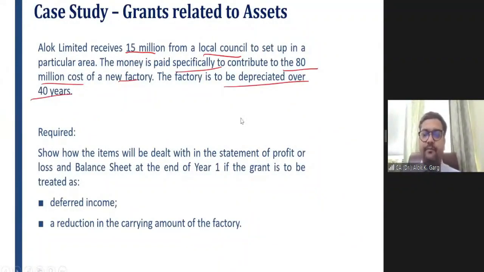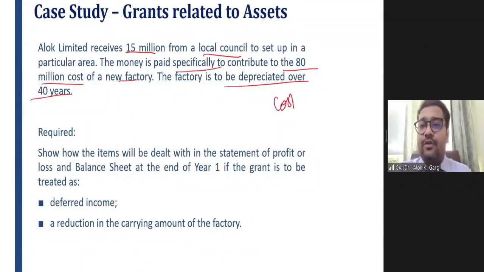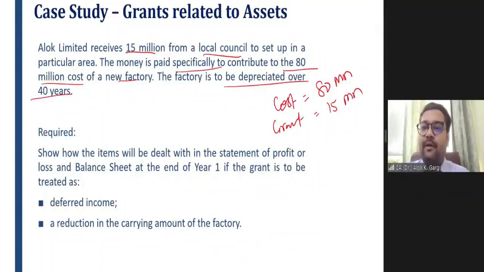Okay. So friends, what information is given here? The cost of the factory is 80 million. Okay. And the grant is not complete, the government is only providing some support, 15 million. Out of 8 crore, the government is providing a relief of 1.5 crores. Okay. And the life of the factory is also given. The life is 40 years.